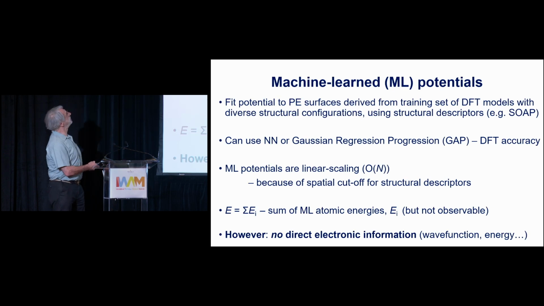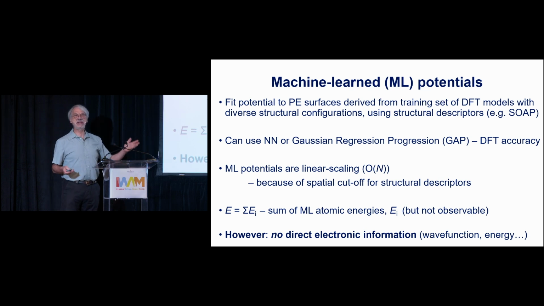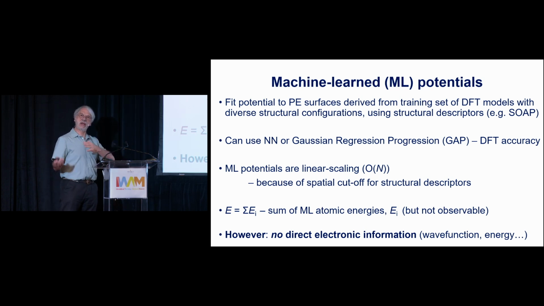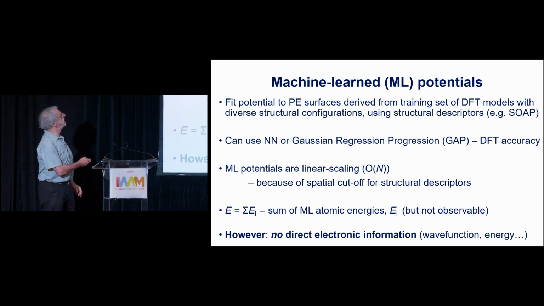So how do you do this? You have a whole series of models, thousands, tens of thousands of small models with very, very different configurations. Those configurations you think you might find in a molecular dynamics simulation when you're going from a liquid to a glass or glass to a crystal, whatever. And you take all these models and you do electronic calculations using DFT level, and you fit the potential, the electron potential, your potential to the potential energy surfaces using some structural descriptor.